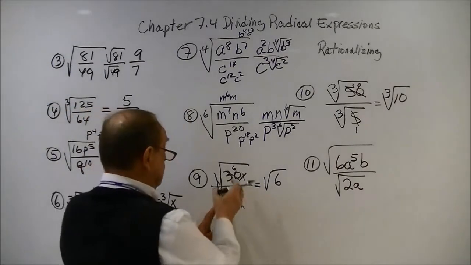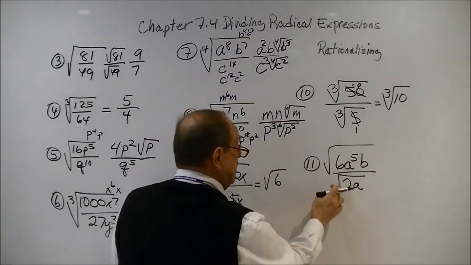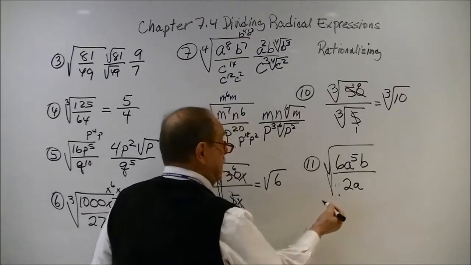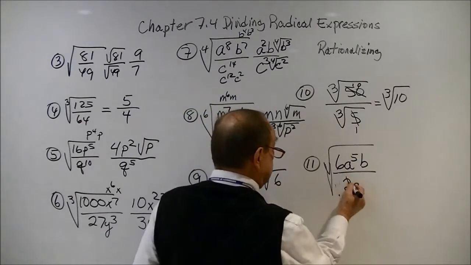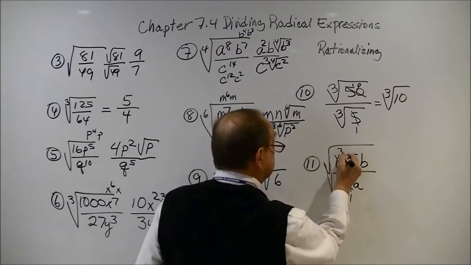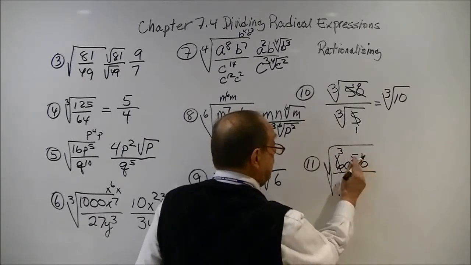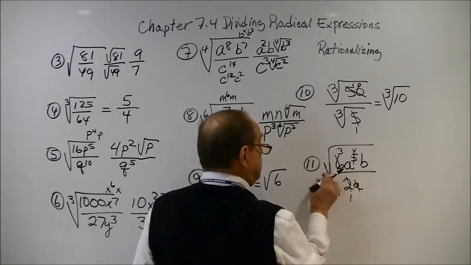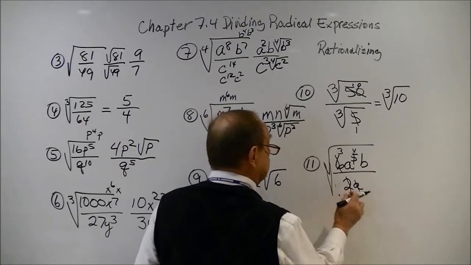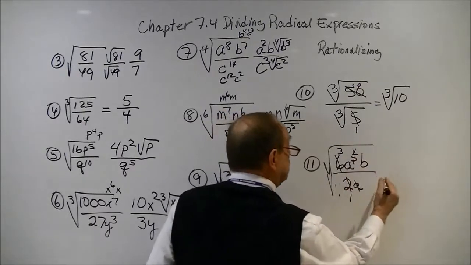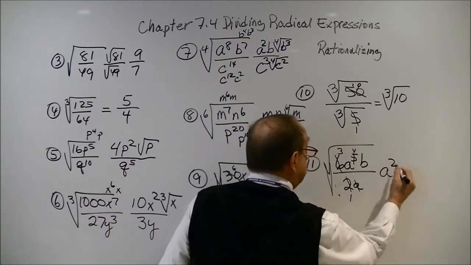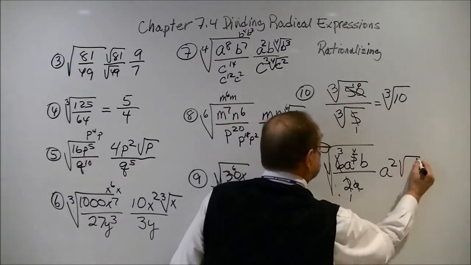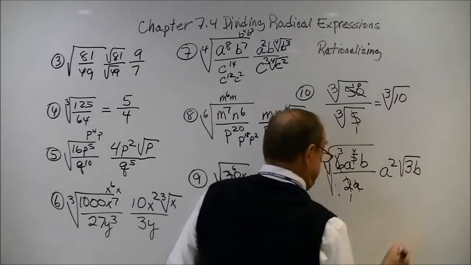You could, if you like, write it again under a common radical sign and do the canceling, or if you could do it mentally, that's fine. 2 goes into there once, 3 times, take out one of these, so this becomes the 4th. And then we take the square root of a to the 4th, which will be a to the 2nd. And what's left under the radical sign is the square root of 3b.